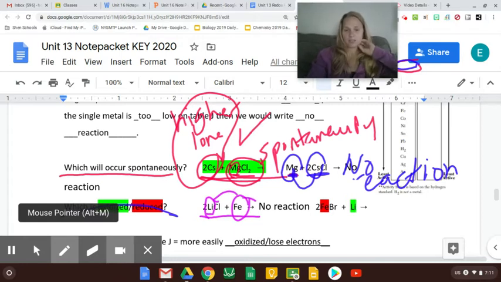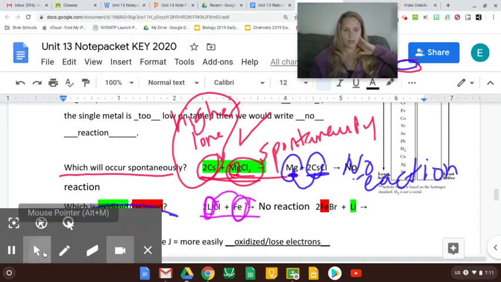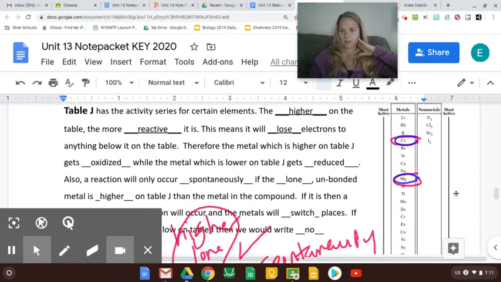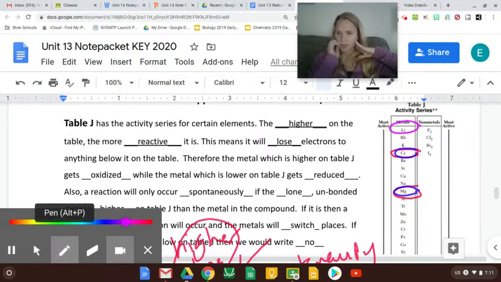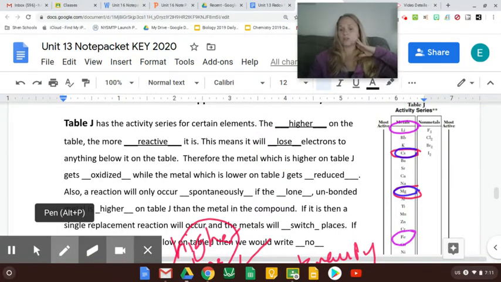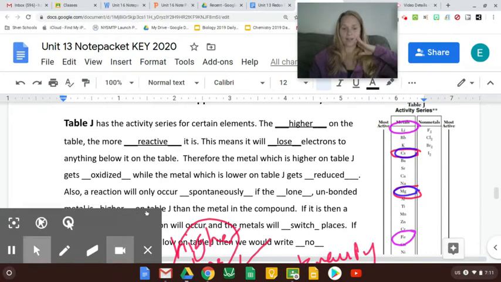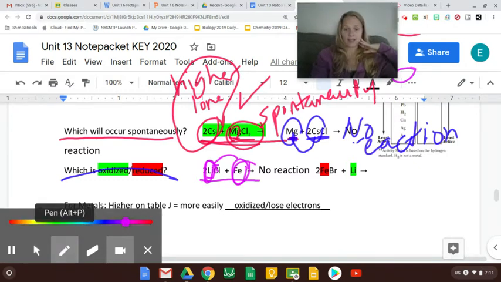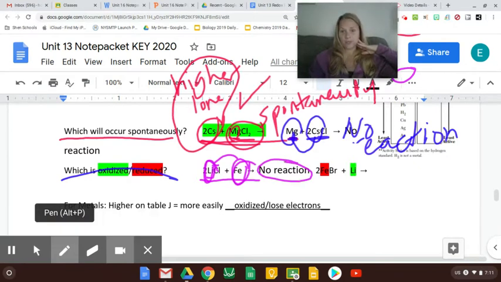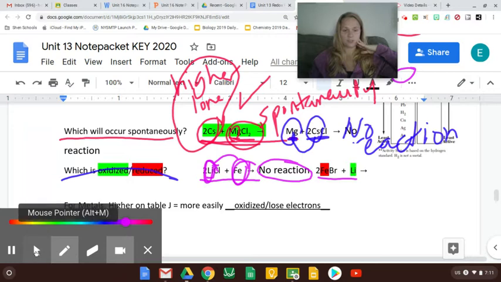So I'm asking, is this lone metal stronger than the couple metal? Is Fe higher than Li? Well, Li is right at the top, so that's not a good sign for Fe. Fe is down here. So the lone guy is not higher than the guy in the couple, so this reaction is not going to happen. So I would write no reaction. All right, let's try one where it does happen.